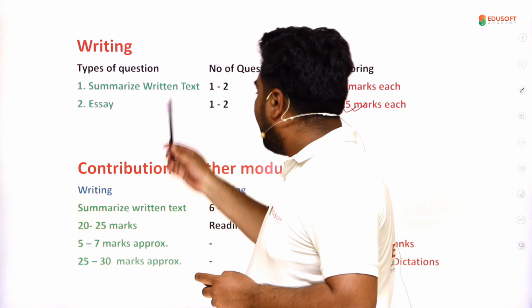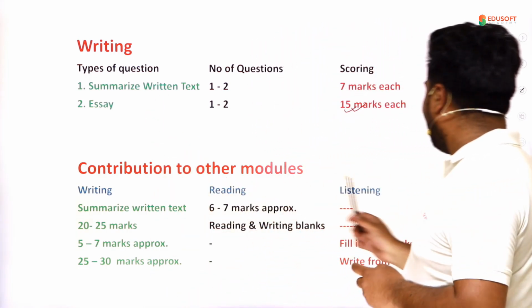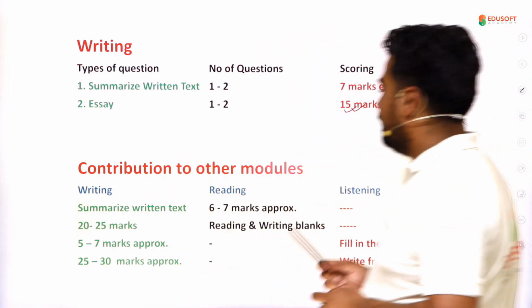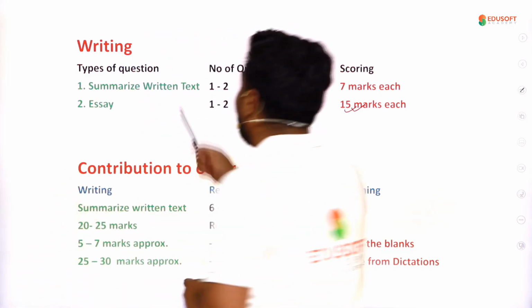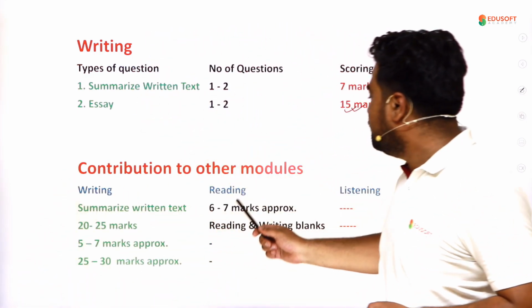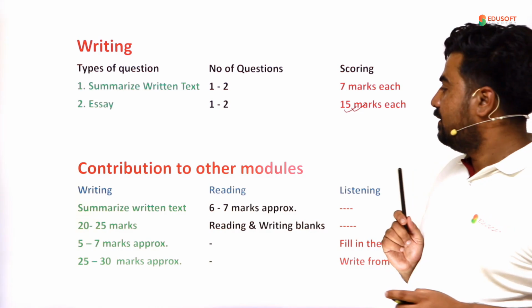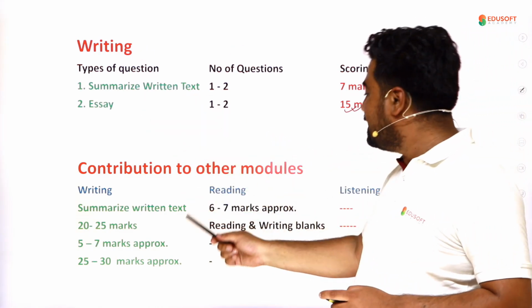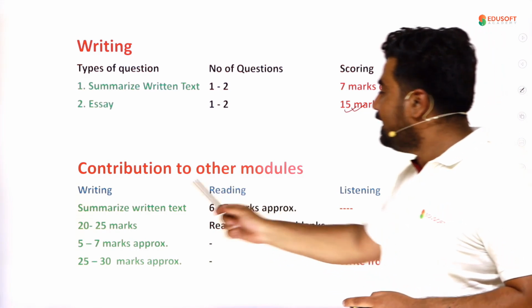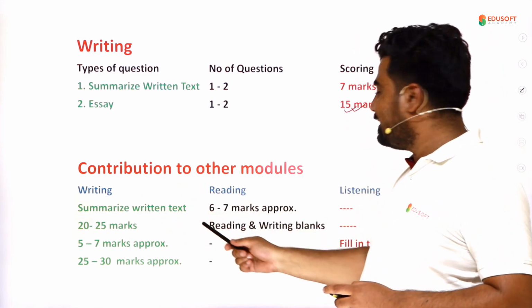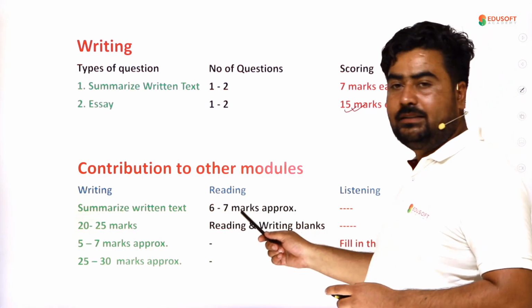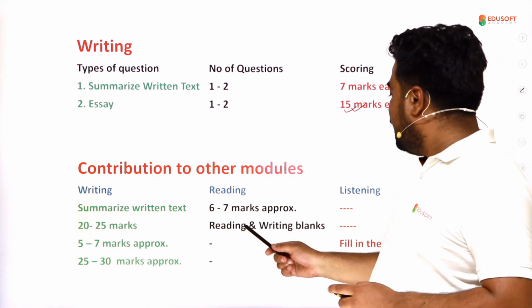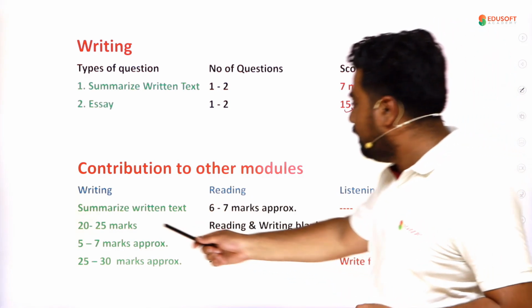Writing will also contribute to reading and listening. Look, summarized written text will contribute to reading, 6 to 7 marks. You are doing your writing section, and the writing section is contributing to the reading section. This question, summarized written text, contributes to reading, 6 to 7 marks.